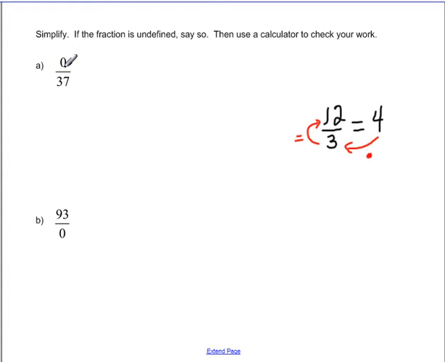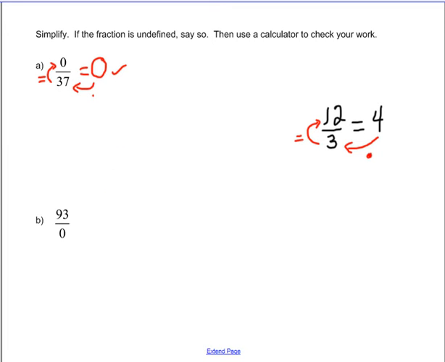So when I'm doing 0 divided by 37, if we think about what the possible answers would be, certainly I'm inclined to say the answer is 0. And remember that we can check our work by multiplying 0 times 37, and sure enough, that equals 0, and so we know that that must be the correct answer.